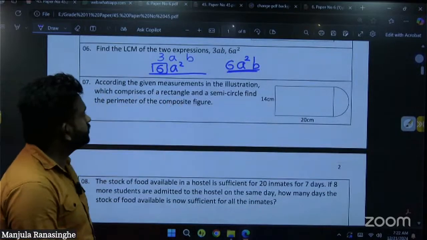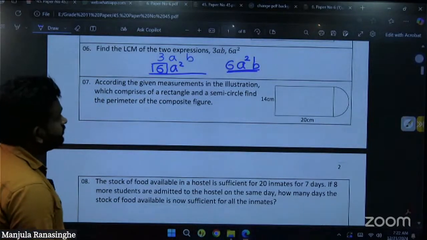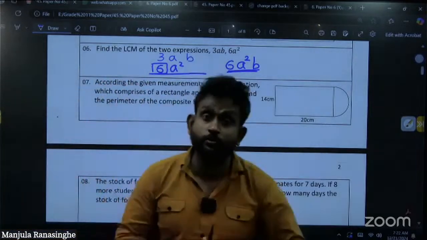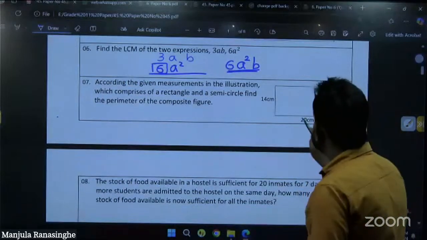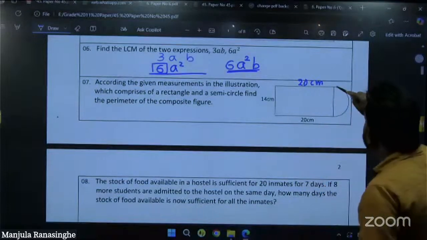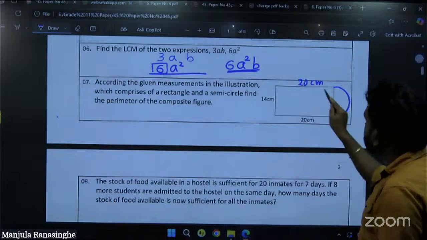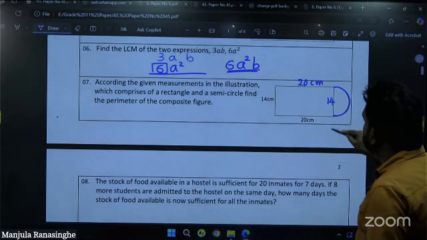According to the given measurements in the illustration, which comprises a rectangle and a semicircle, find the perimeter of the composite figure. Perimeter means you are running through the outside length only. Here 20 is given and here also 20. Then you need to find this arc length. All other lengths are known, the arc length is to be found. So here 14, here also 14.